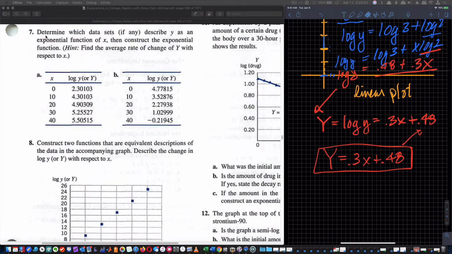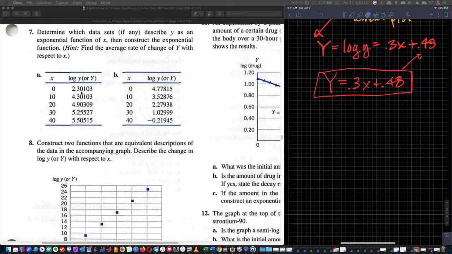Okay, so we're going to look at number 7 here. Determine which data sets, if any, there are two of them we're going to test out, describe y as an exponential function of x. Then construct the exponential function. Hint, find the average rate of change of y with respect to x. So notice we've changed this to be log y. So these numbers are log y. So in other words, this is really log y rather than y, and they're telling us if we can figure out what the linear equation is, if it's in fact linear, then the data actually is exponential.